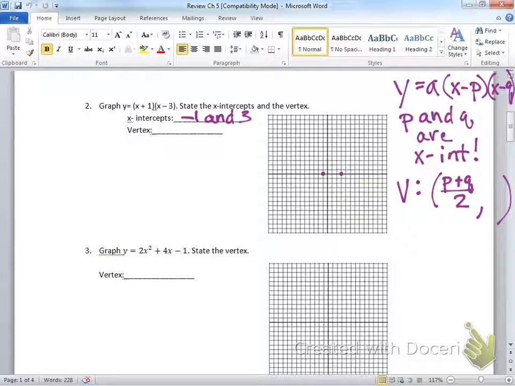Now, to find the vertex, you can put a finger on this one, a finger on this one, and just jump your way to the middle. Or you can add these and divide by 2. So I'm getting 1.